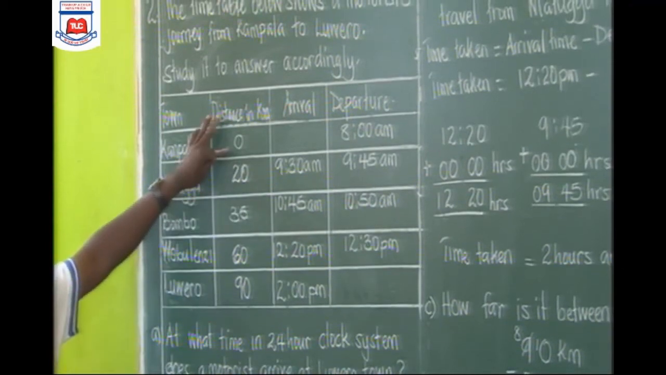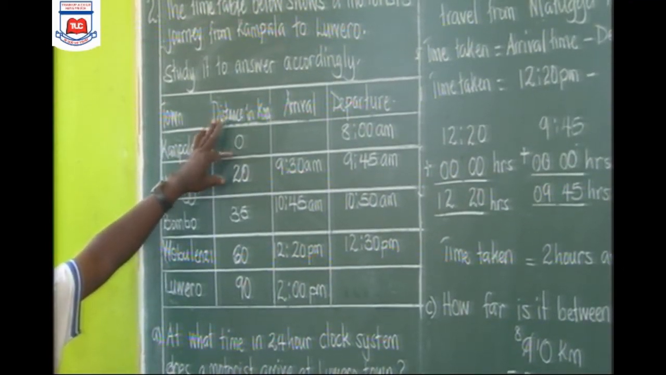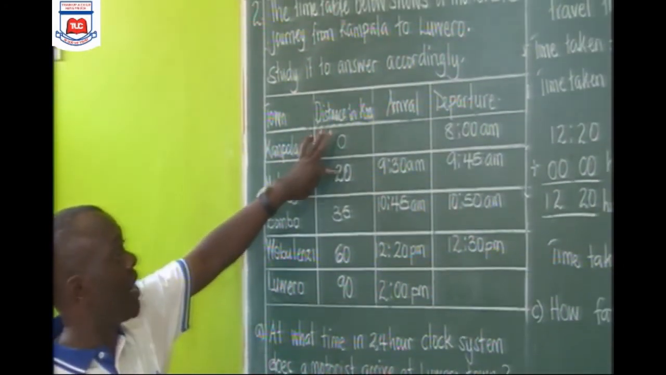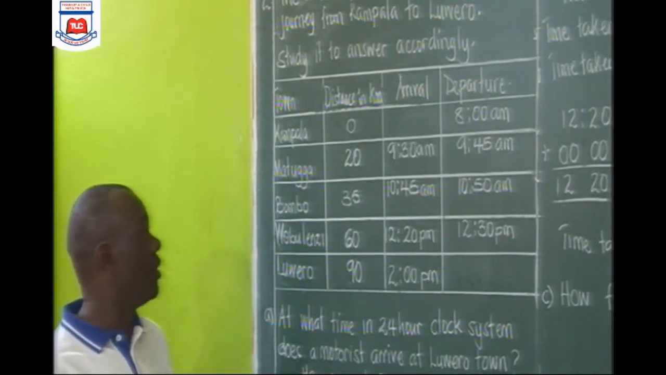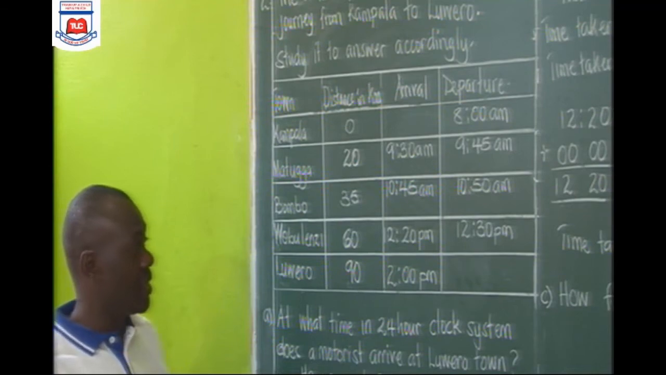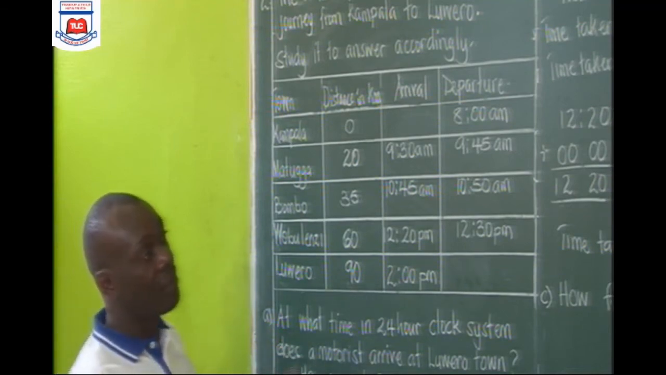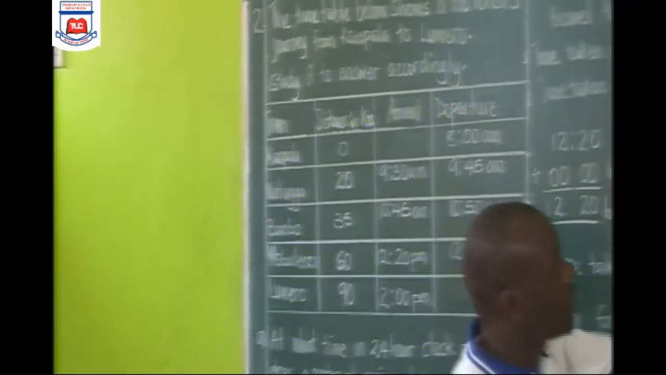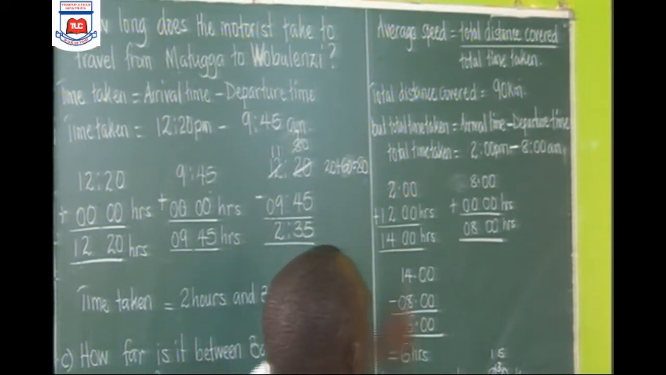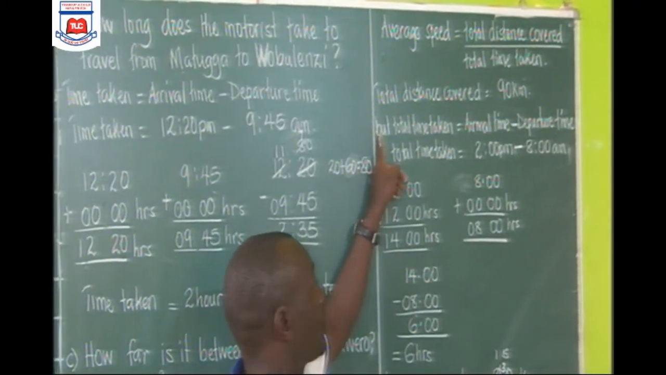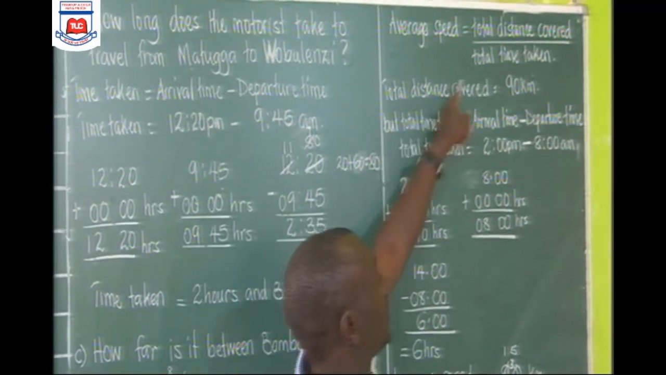So that's the use of first studying the timetable before you answer. One is likely to start by addition of the entire journey here. Someone says 0 plus 20 plus 35 plus 60 plus 90, which is wrong. The whole journey is a 90 kilometer one. Therefore, go here and say total distance covered is 90 kilometers. Then you say I don't have total time taken and yet it's needed.